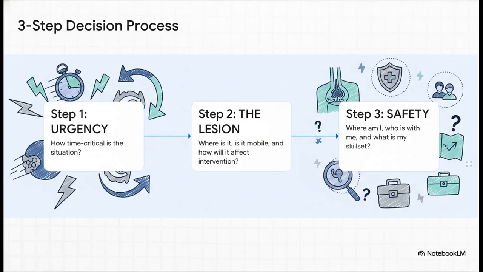This right here, this is your exam framework. Urgency, lesion, and safety. Seriously, burn this into your brain. Before you even think about reaching for a piece of kit, you have to systematically think through how stable is the patient, what exactly is the obstruction, and what's the environment I'm working in. This shows safe senior-level thinking.